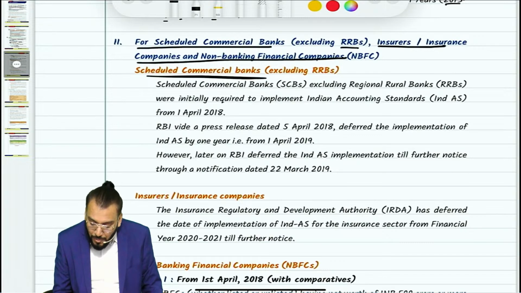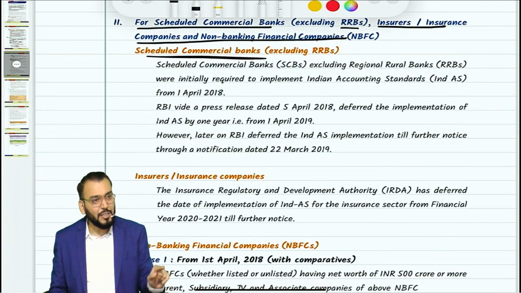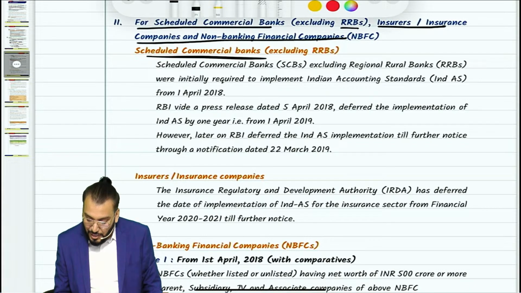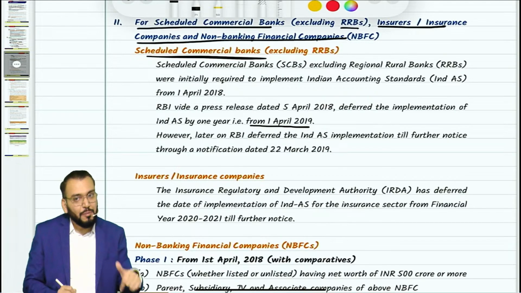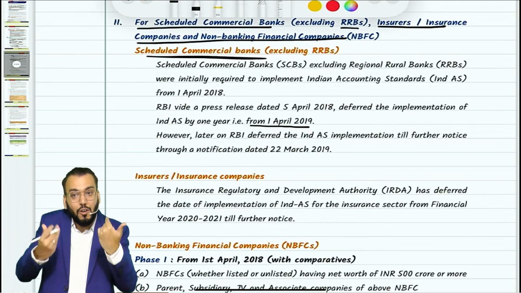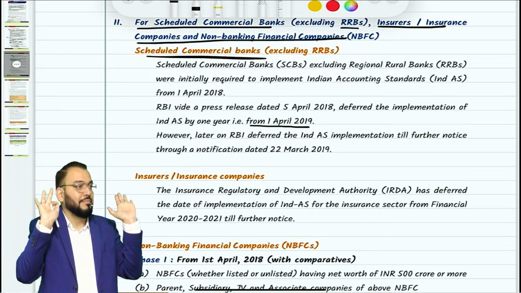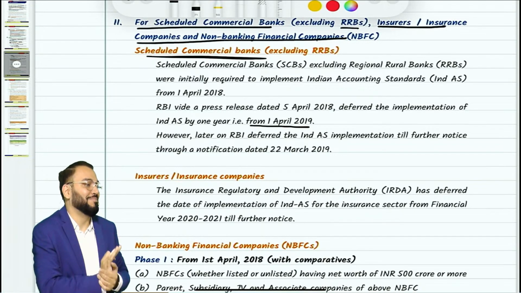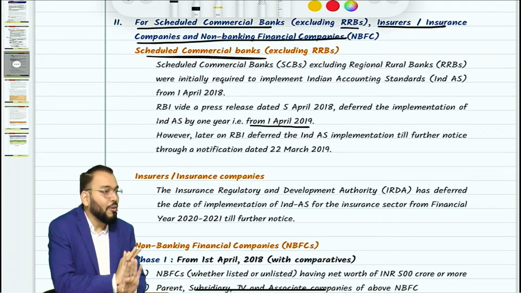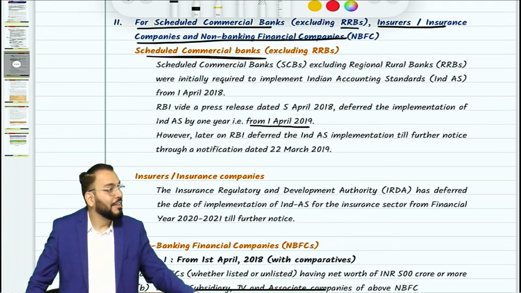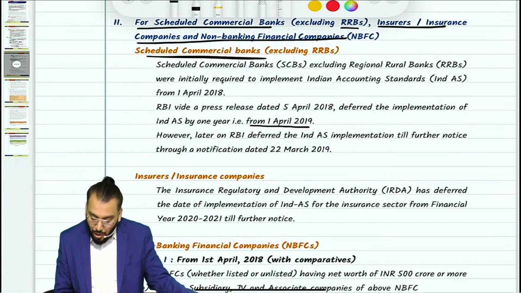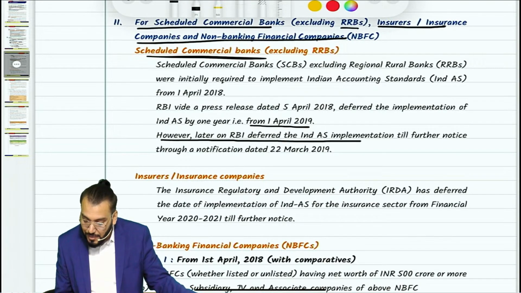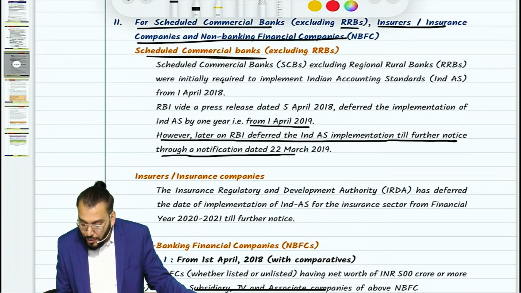Now for scheduled commercial banks, it was effective from 1st April 2019. Initially it was 2018, then deferred by 1 year to 1/4/2019. Now it is deferred till further notification. It means right now Ind AS is not applicable for banking companies. Later on, RBI deferred the Ind AS implementation till further notice through a notification dated 22 March 2019.